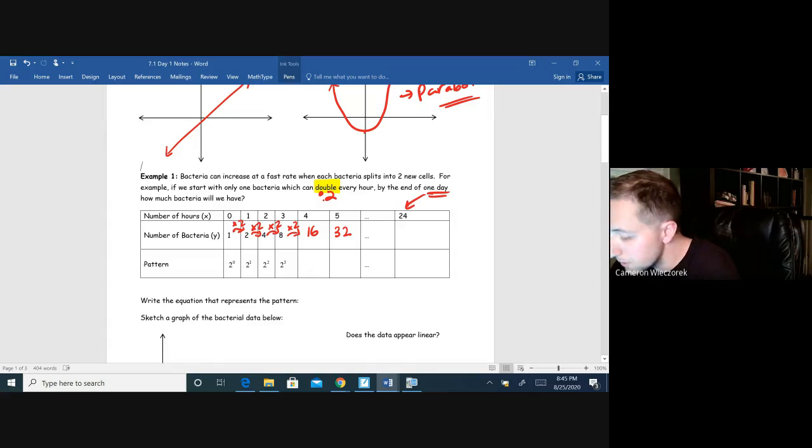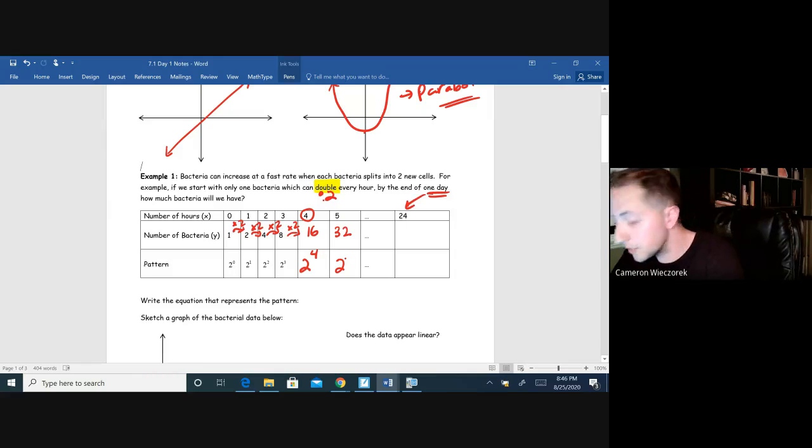And what's kind of interesting about this is you can actually write this with exponents. So if there's 1 bacteria, that's 2 to the power of 0. If I have 2 bacteria, that's 2 to the power of 1. 4, I remember, is 2 squared. 8 is 2 cubed, 2 times 2 times 2. Right? So really, what am I doing? I'm basically taking 2 and raising it to the power of the number of hours that I have. So this one would be 2 to the 4th.